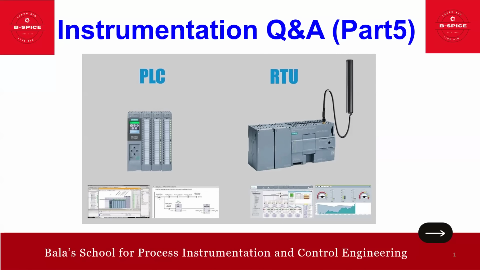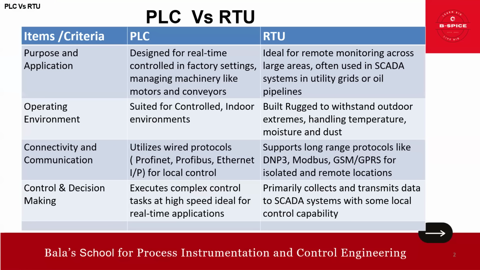I'm going to take you through the session with 8 items, very crispy and clear. One is the purpose and application. Second, the operating environment. Third, connectivity and communication. Fourth, control and decision making. Fifth, data logging. Sixth, programming and configuration with respect to Siemens. And of course, the hardware as well with respect to Siemens. And finally, we'll wind up with redundancy and reliability. Very short and sweet. Okay, friends. So let's go with this.